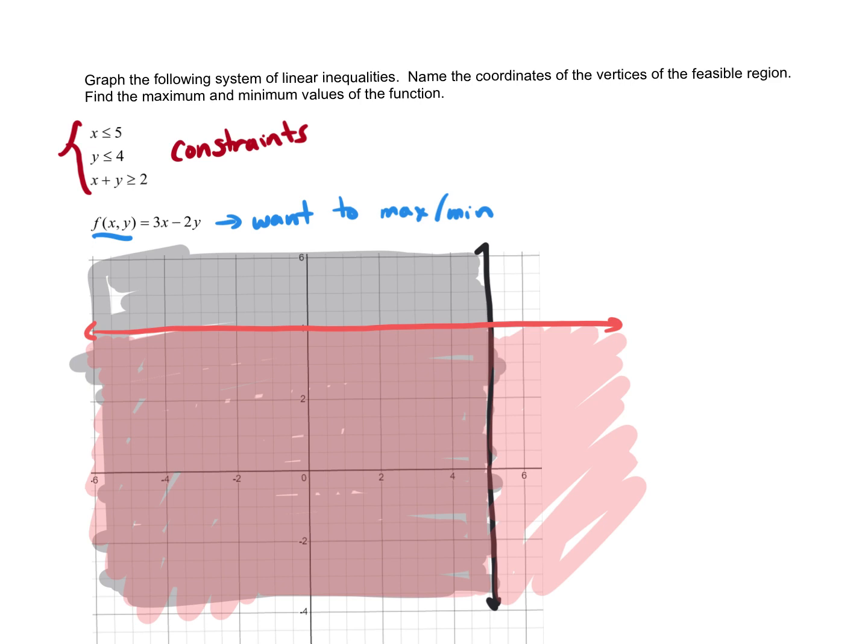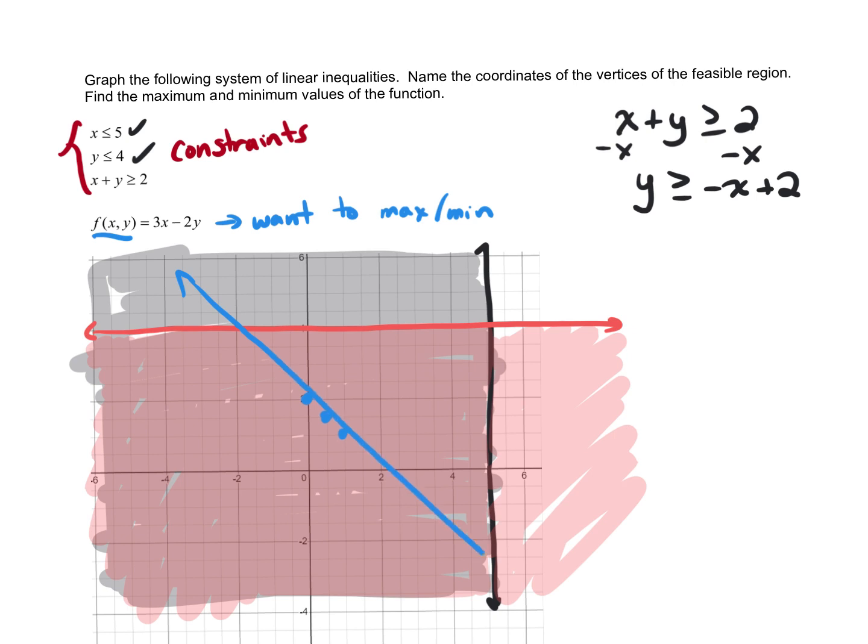Now I got this one done, I got this one done. Now my last one is x plus y greater than or equal to 2. So like we did last week, let's go ahead and get y by itself. So y greater than or equal to negative x plus 2. So I'm going to start at 2, and my slope is going to go down 1 over 1, down 1 over 1. So it is going to look something like this.